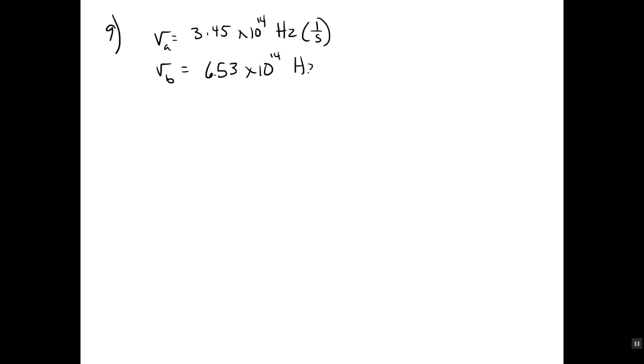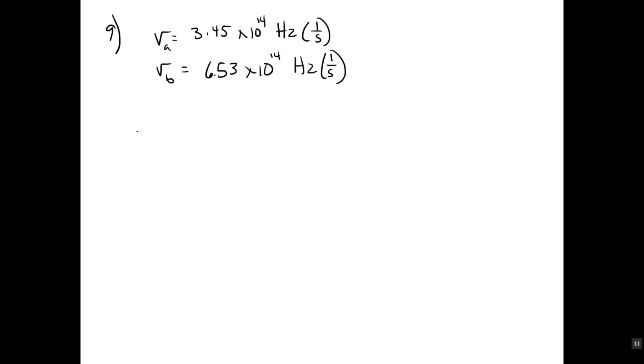Final one. Problem 9. The emission spectrum of cesium contains two lines whose frequencies are, so now they're giving us the frequency as 3.45 times 10 to the 14th. Now they gave it to us as hertz, so I'll put Hz there, but remember that's the same thing as 1 over S, right? And we'll call that frequency A. Frequency B is equal to 6.53 times 10 to the 14th hertz. Hz, that's 1 over S.